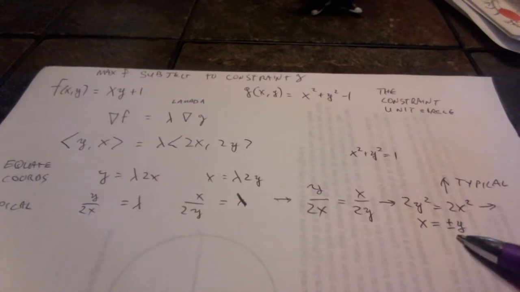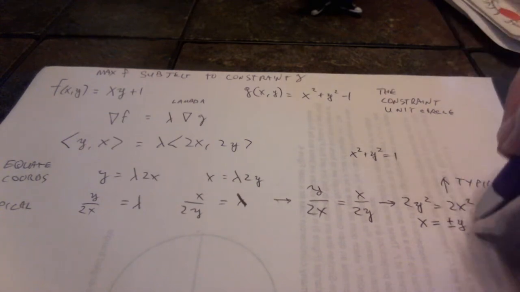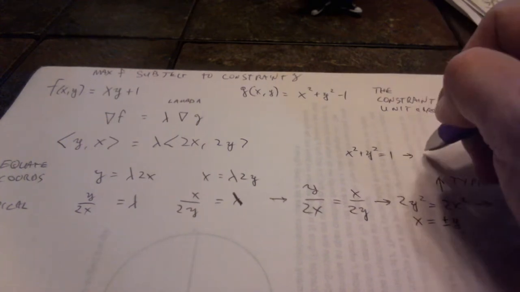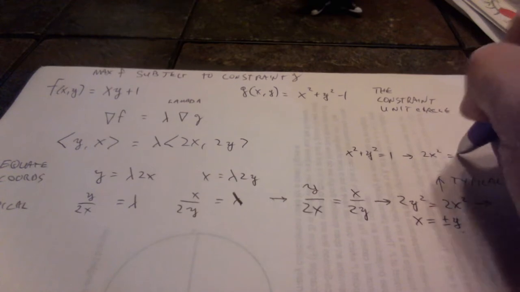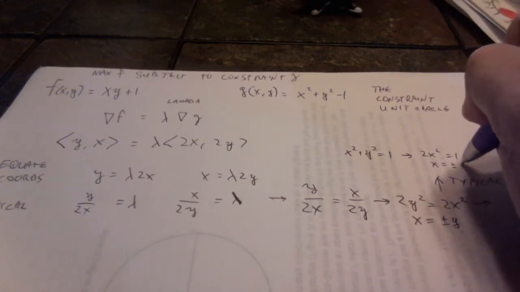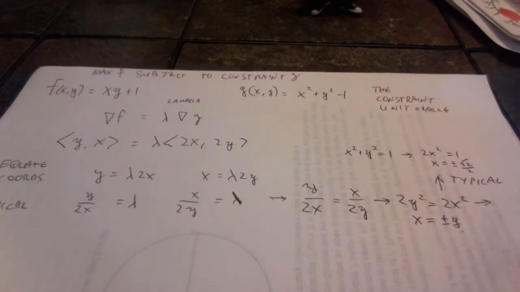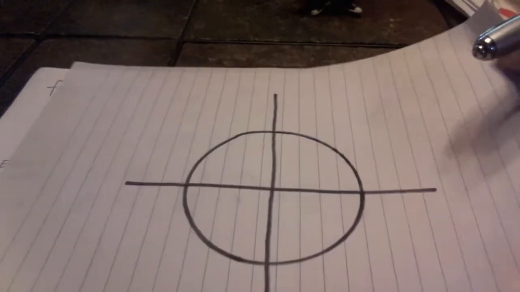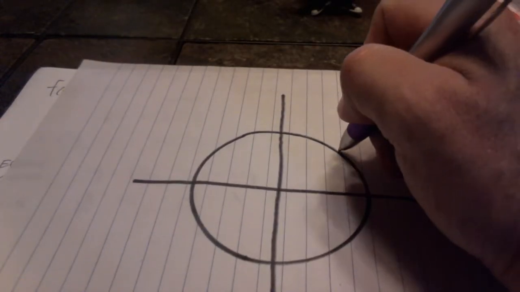So with x equals plus or minus y, and this constraint, these two ideas together imply that I have 2x squared equals 1, and that's x equals plus or minus the square root of 2 over 2, which on the unit circle is a pretty famous spot. That in this quadrant is here.